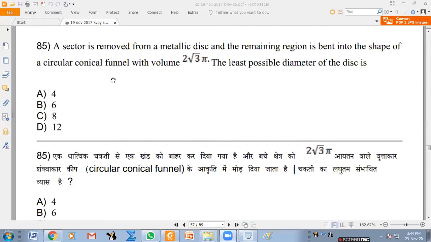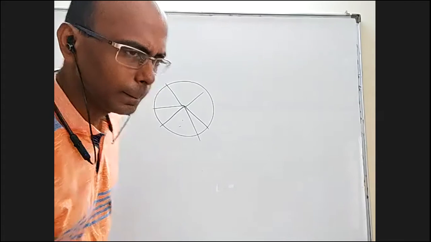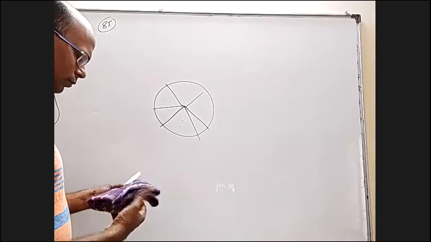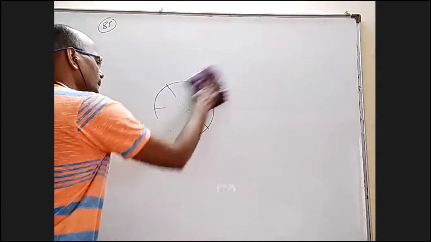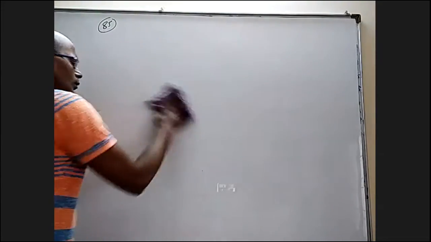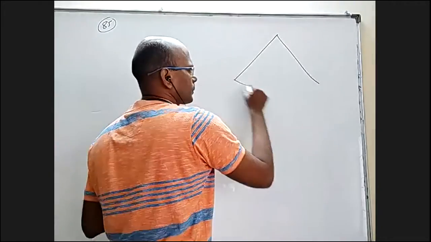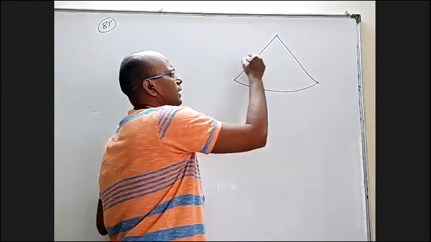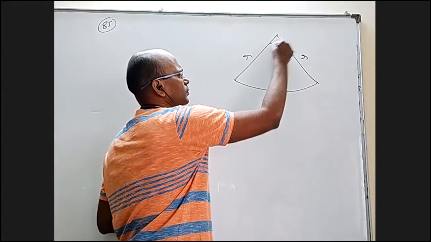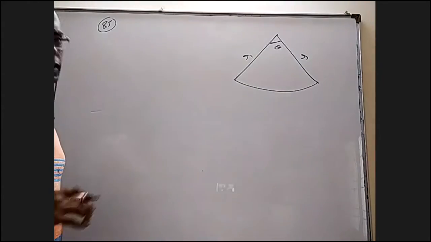A sector is removed from a metallic disc and the remaining region is bent in the shape of a circular funnel. The least possible diameter of the disc. So what are you using, what is the radius of that? Volume is fixed and they're asking. So directly we will take the sector that we are using, that part of the disc. I'll take this radius as r and this as theta. Then I make it in the form of a cone.